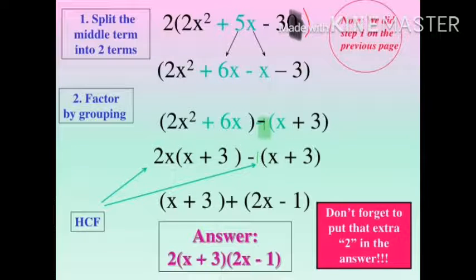Now by the grouping method we make a group of the first two and the last two. 2x square plus 6x, and the second group of the last two is minus x minus 3. Now take out the common factor from the first two, that is 2x. When we take out the common 2x, it becomes 2x bracket x plus 3, and 1 is common from the last two. So the factors are x plus 3 and 2x minus 1. So the answer is 2 bracket x plus 3 bracket 2x minus 1.